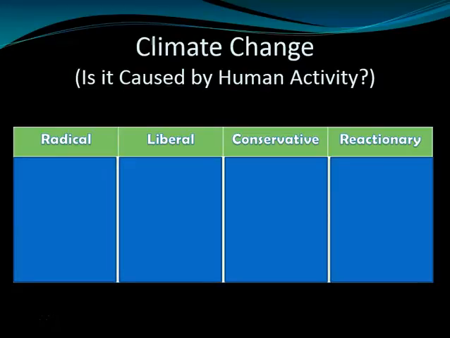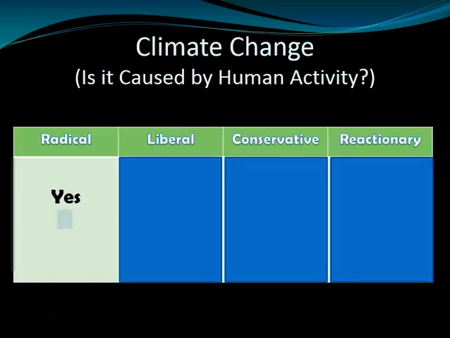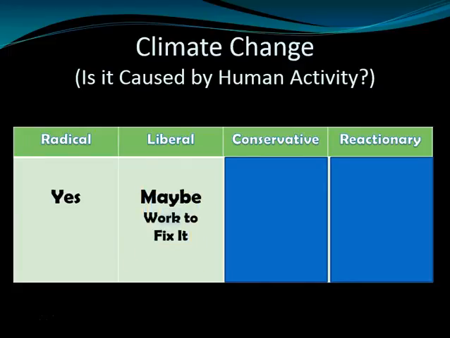When it comes to the issue of climate change, or what you probably call global warming, the first thing we have to look at is: is it caused by human activity? So what are the causes of global warming? Radicals would say that climate change, global warming, is caused by human activity. Liberals would say probably. We're not really sure, but it's not really a bad thing if we start to do things to try to solve the problem of climate change. So let's work to fix the issue of climate change.